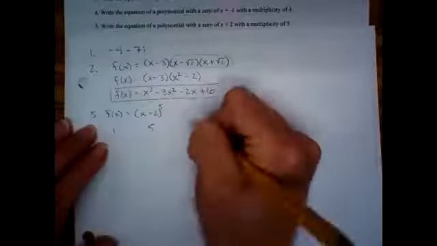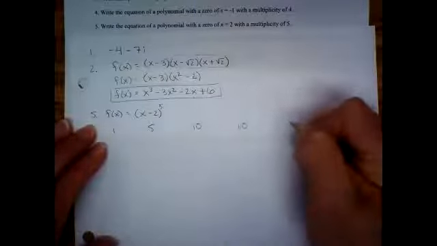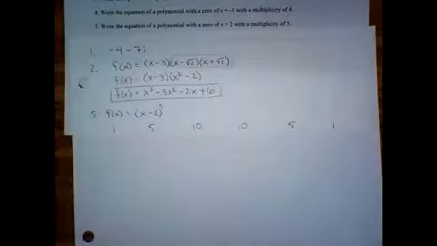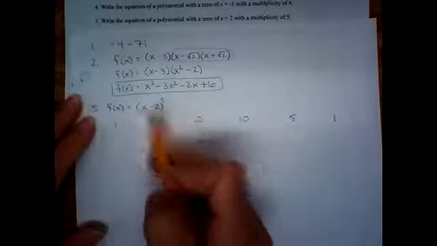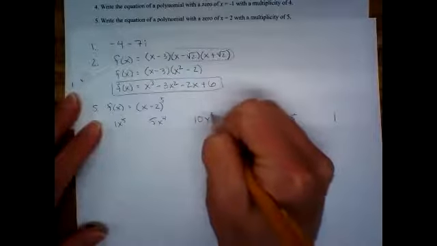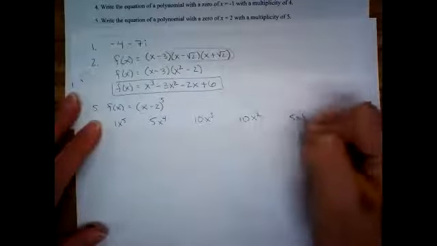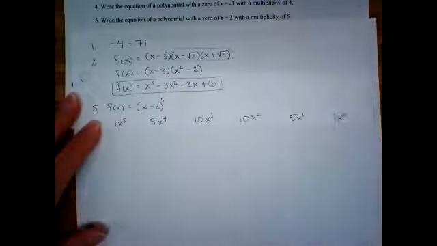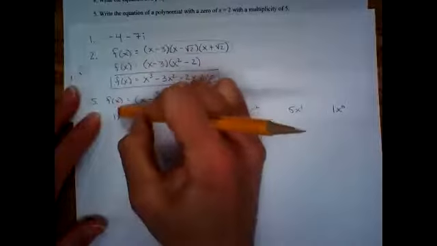Yeah, 1, 5, 10, 10, 5, 1. Again, you can draw out the triangle. That's fine. Those are going to be your coefficients. And we're going to start with x to the 5th. And it'll be a countdown. So x to the 5th, x to the 4th, x to the 3rd, so on and so forth. That 5's not real good. Let me fix it.